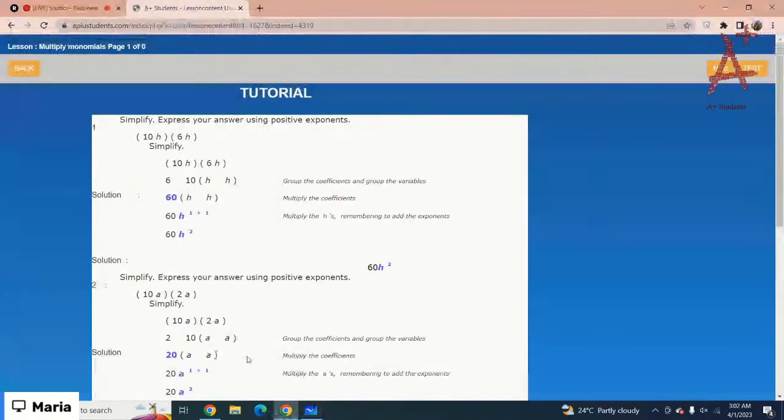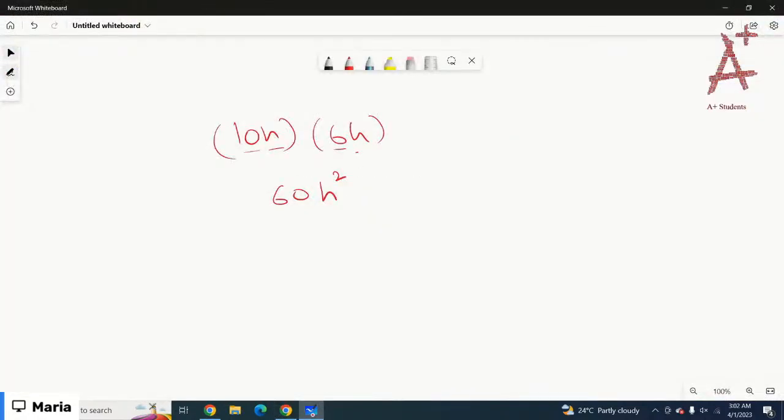Okay, let's start with the other example. The other example is 10a times 2a. 10 times 2 is 20 and a times a is a square. Got it? So it would be 20a square.